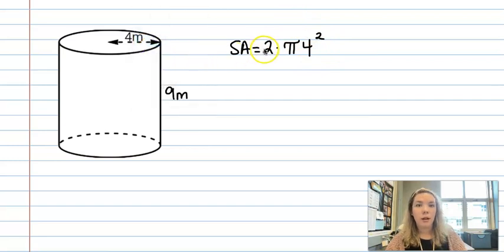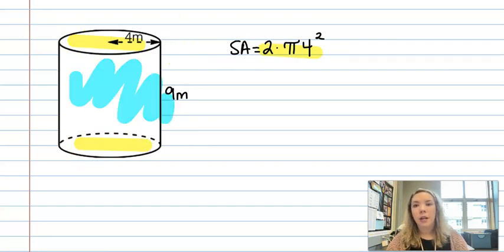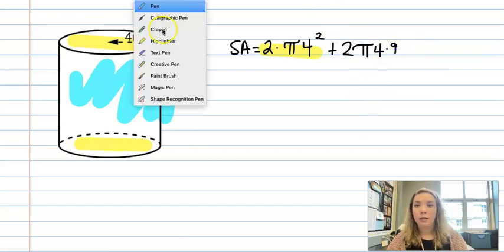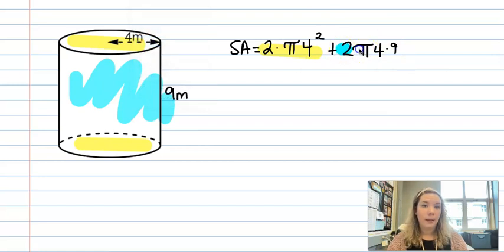So just to be clear, this piece is calculating the top and the bottom piece. The middle section here is the circumference of that circle, which is 2 pi times radius, times the height. Okay, that's the middle band there. Okay, so again, I'm just going to type that into my calculator, the whole string. 2 pi times 4 squared plus 2 pi times 4 times 9.